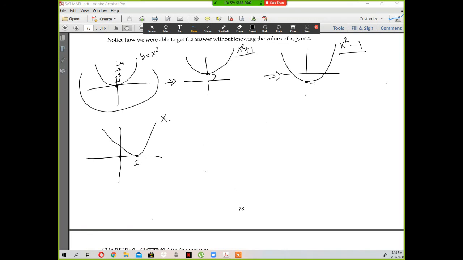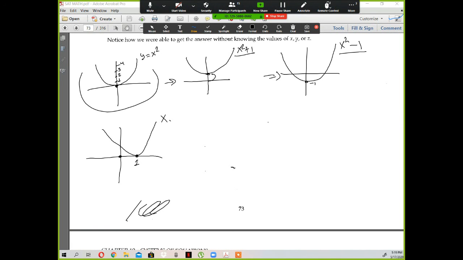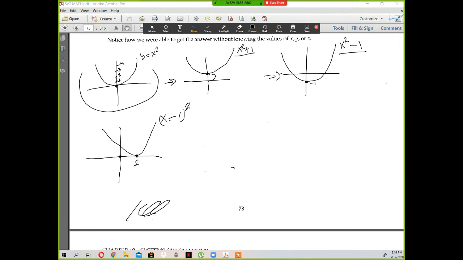So we are subtracting 1 from the parameter of x, inside the parameter of x. So it'll be x minus 1 all squared. Okay. When you have to move your graph one step to the right, you subtract 1 from inside the parameter of x, which is x minus 1 all squared. Normally you had x squared. When you subtract 1 from the parameter of x, you will have x minus 1 all squared.